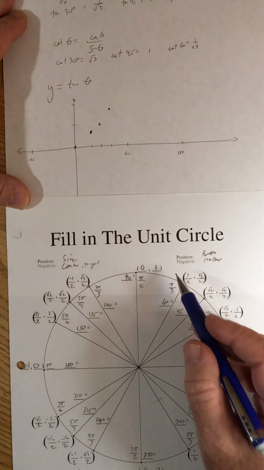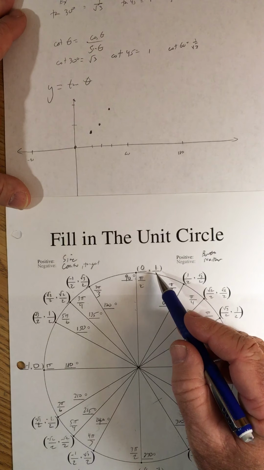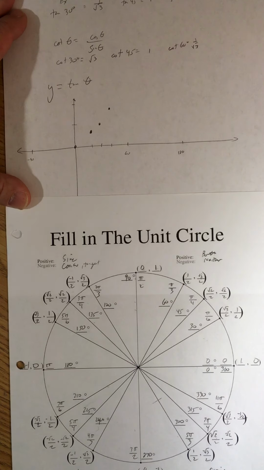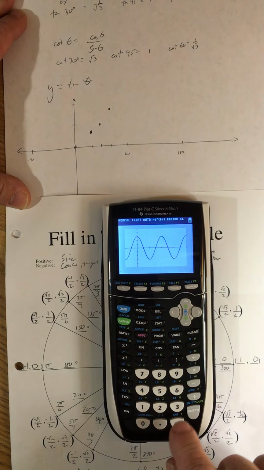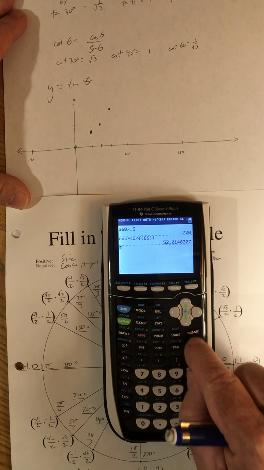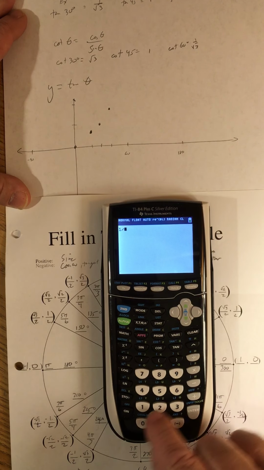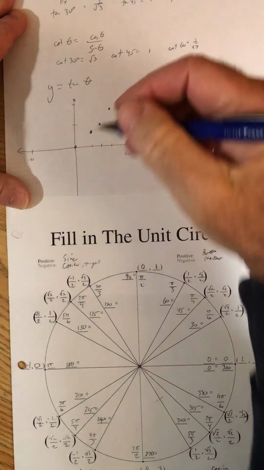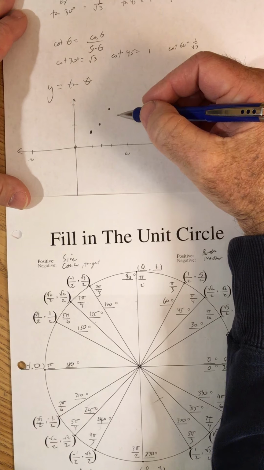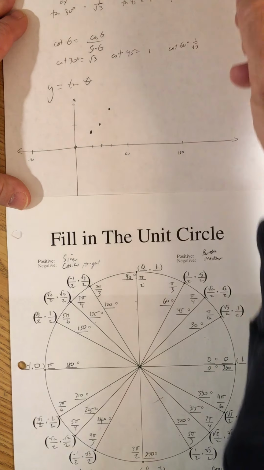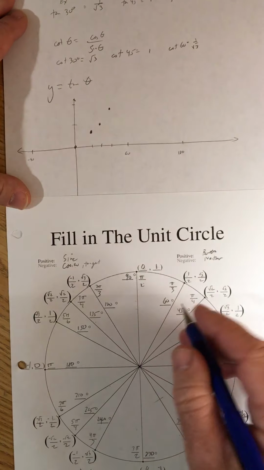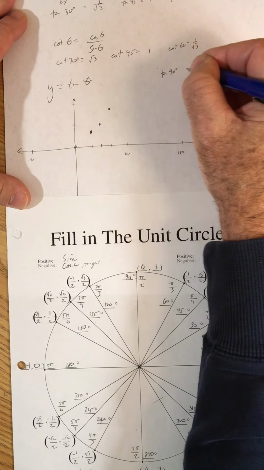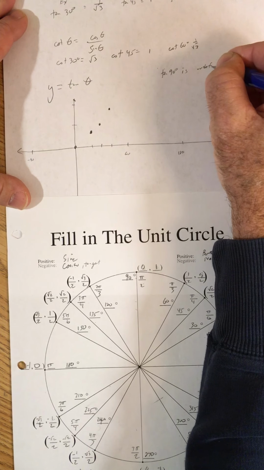All right, what happens at 90, though? Tangent 90 is 1 divided by 0. What is 1 divided by 0? Well, if you have forgotten, 1 divided by 0, error. That's undefined. Now, we've seen this before. I'm going to write that right here. Tan 90 is undefined.